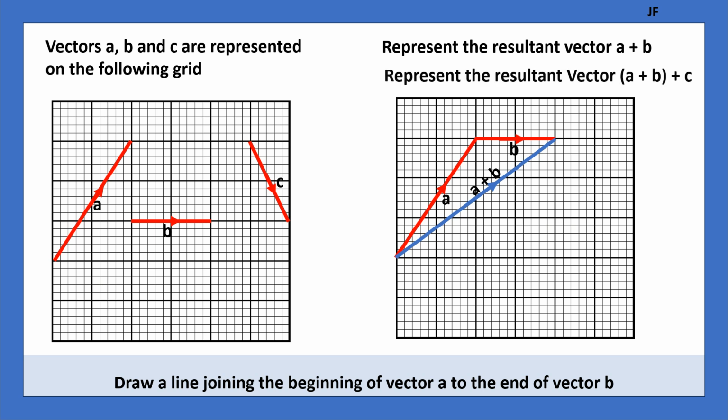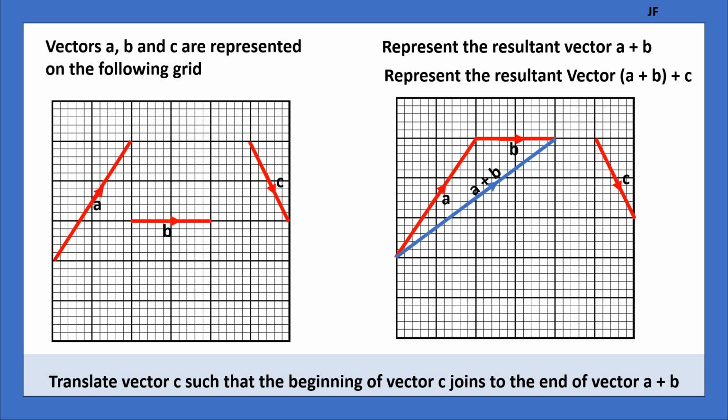Represent the resulting vector A plus B plus C. Translate vector C such that the beginning of vector C joins to the end of vector A plus B. Draw a line joining the beginning of vector A plus B to the end of vector C to get the resulting vector.